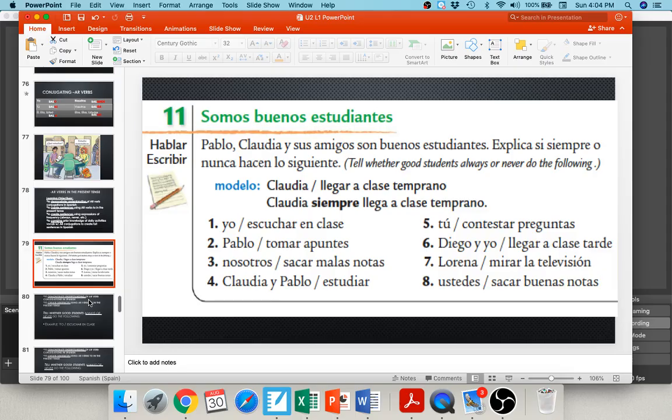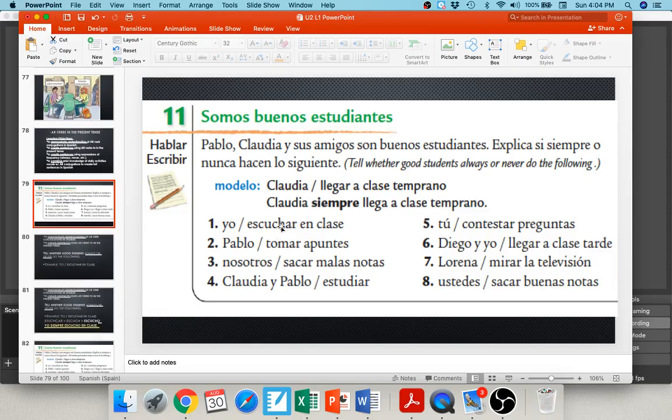In this next activity, we're going to take the verbs that you see listed here, escuchar, tomar, sacar, estudiar, all these verbs that end in AR, and we're going to conjugate them appropriately in the present tense, but we're also going to add an expression of frequency here. In this case, you're always adding either siempre, always, or nunca, never. Let's look at a few examples together.